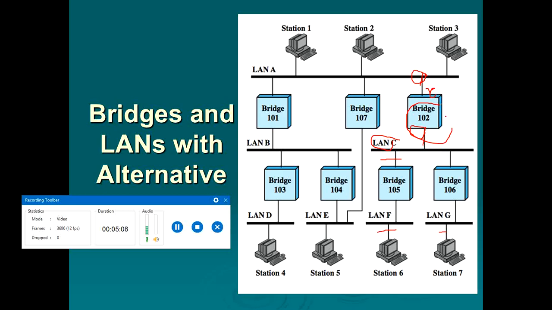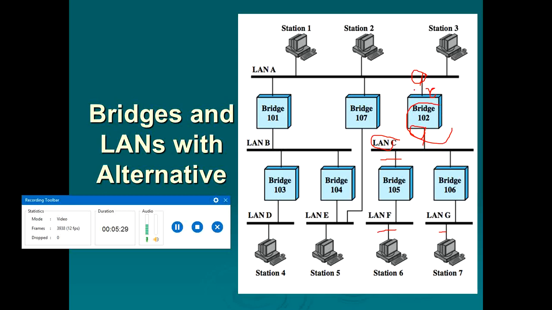So what this bridge will do, it will search its forwarding database to determine if the MAC address is listed for any port except for port X. So it will just check whether the MAC address is there in the forwarding database except for the port X on which it has received the MAC frame.